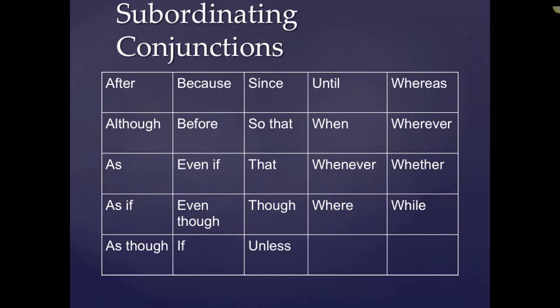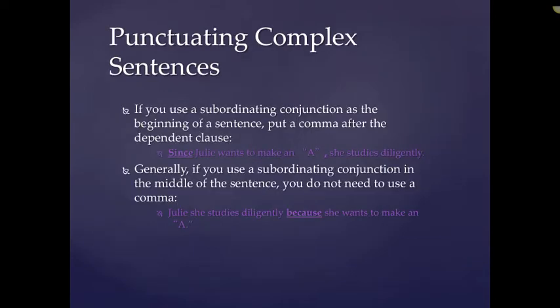Even if you have a complete thought, if you put one of these words in front of that thought, you make that thought incomplete because it needs to be linked to another independent clause in order for that dependent clause to make sense. So how do you punctuate them? If you use a subordinating conjunction at the beginning of the sentence, you put a comma after the dependent clause.